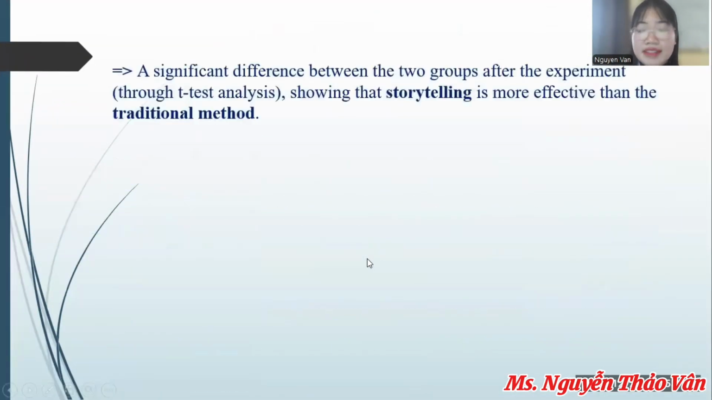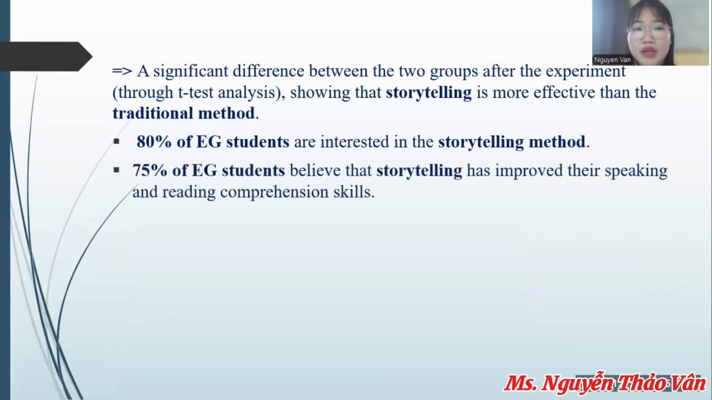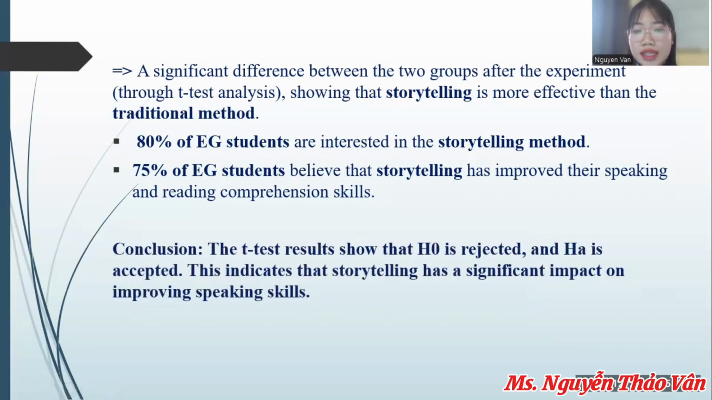So there was a significant difference between the two groups after the experiment through t-test analysis, showing that storytelling is more effective than the traditional methods. 80% of experimental group students are interested in the storytelling method, and 55% of experimental group students believe that storytelling has improved their speaking and reading comprehension skills. In conclusion, the t-test results show that the null hypothesis is rejected and the alternative is accepted. This indicates that storytelling has a significant impact on improving speaking skills.